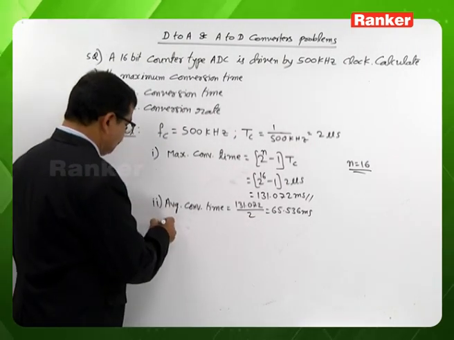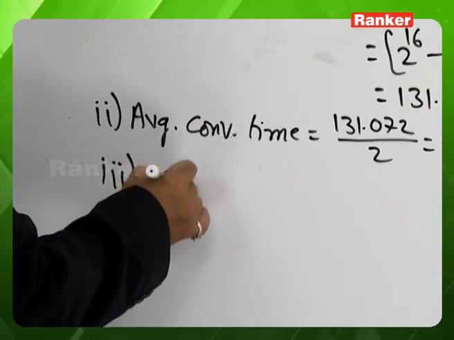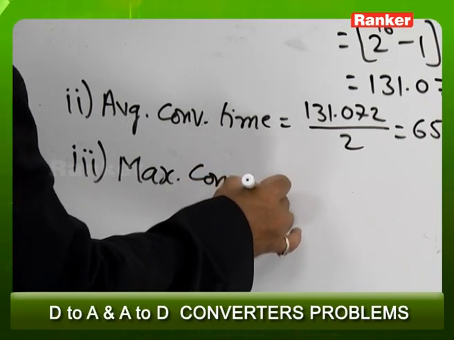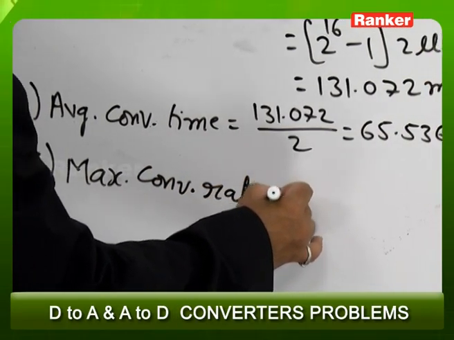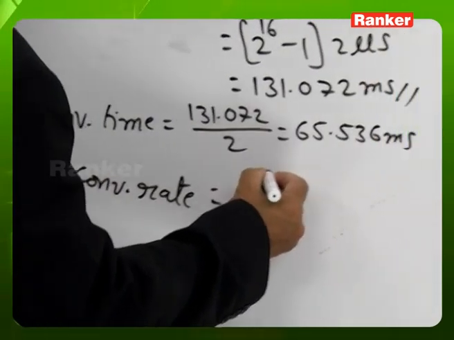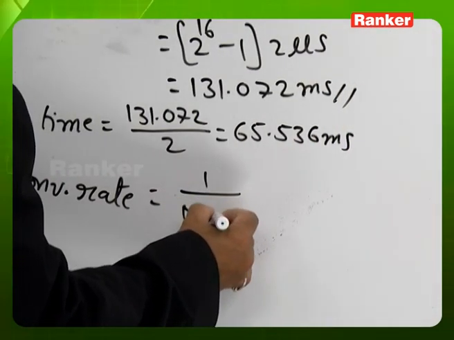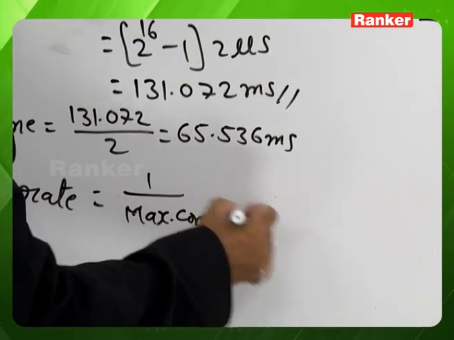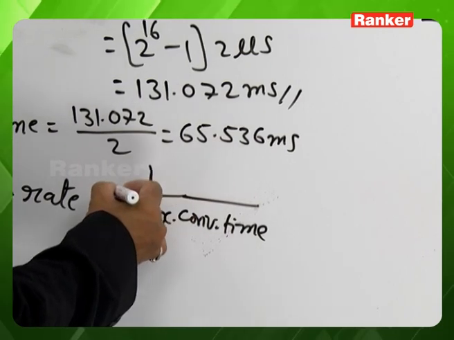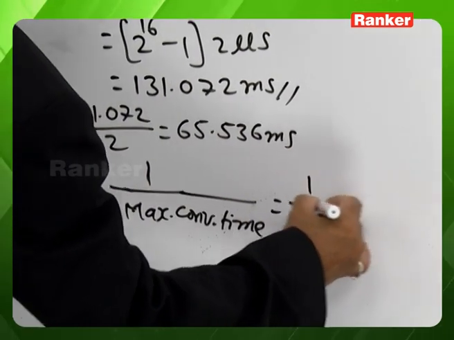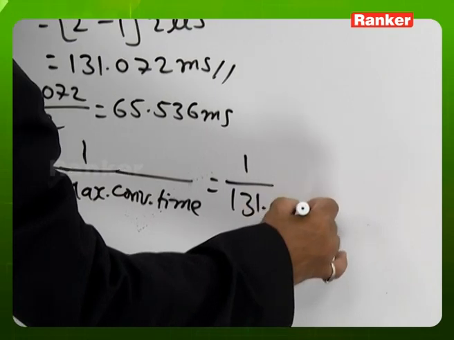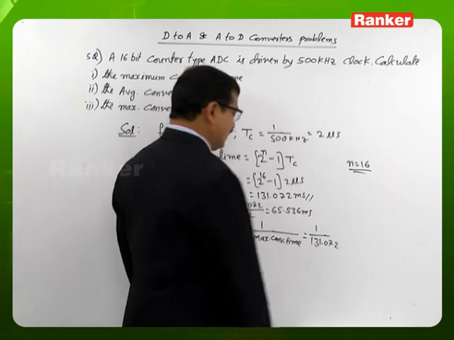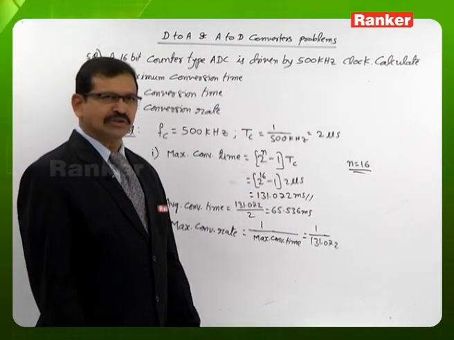The third part we are looking at is the maximum conversion rate. The maximum conversion rate is 1 upon the maximum conversion time. So 1 upon 131.072 milliseconds. So how many conversions per second? It must be an integer.